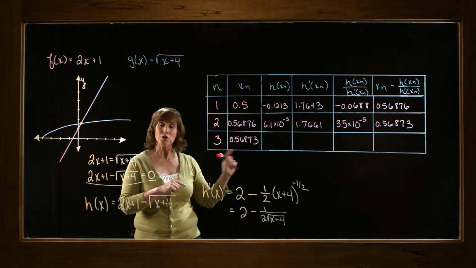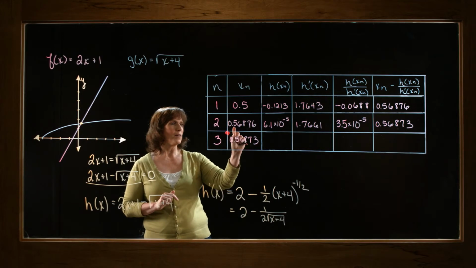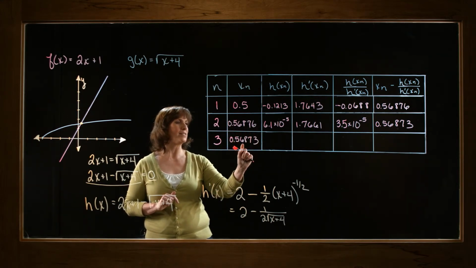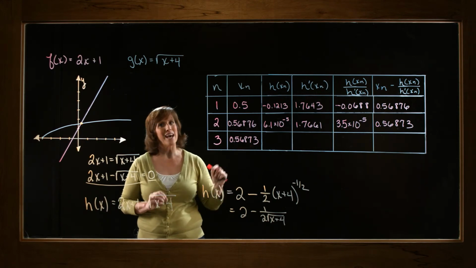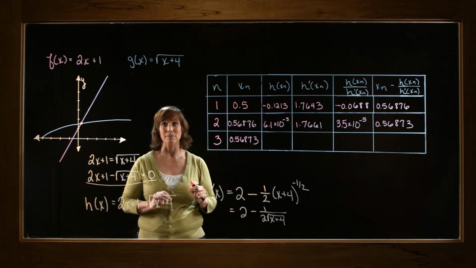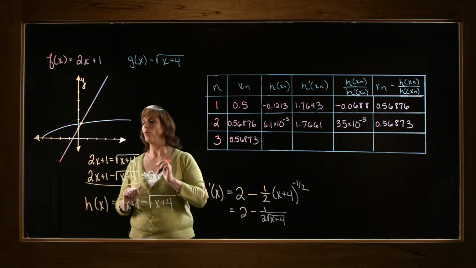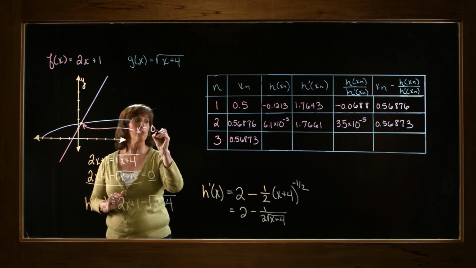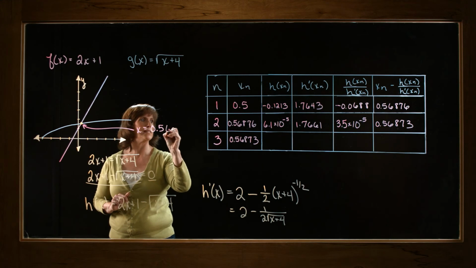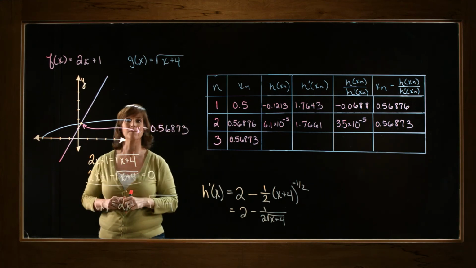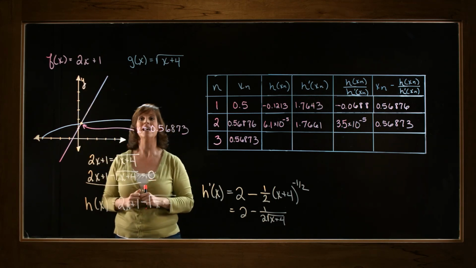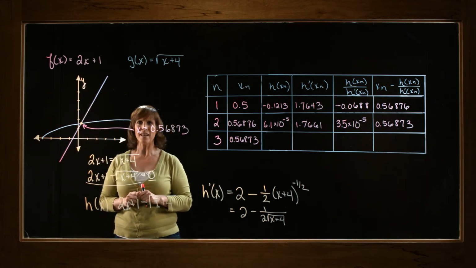All right, I can go through the process again, but before I do, let's take a look at these two numbers, 0.56876 and 0.56873. They're definitely within the 3 decimal point tolerance that I'm looking for. So the x-coordinate to this point is going to be approximately 0.56873. If you wanted to find the y-coordinate, you just have to plug it into either one of those and do the calculation. I hope that helps.